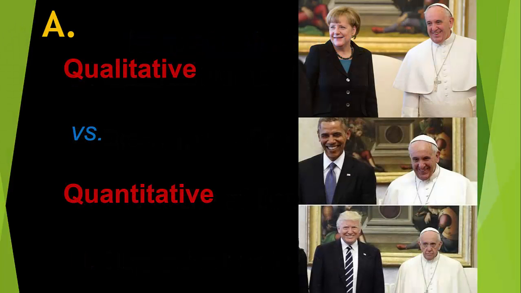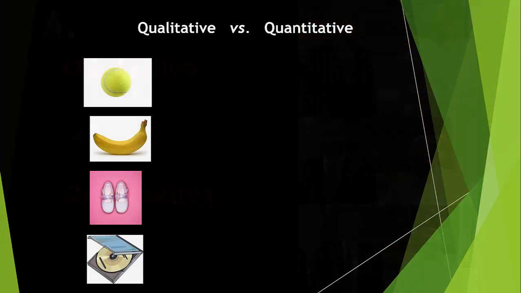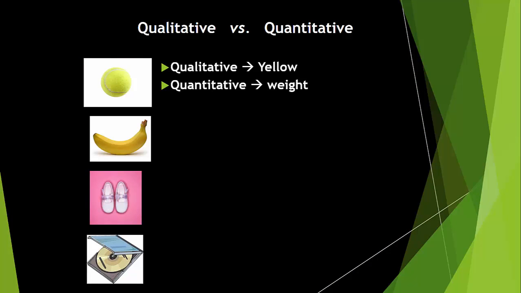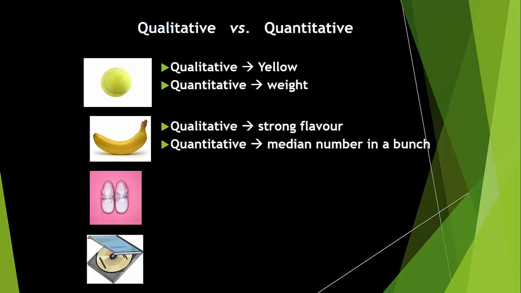Now the first one, qualitative versus quantitative data or attributes or characteristics. This is the final time I will dwell on anything qualitative. But let's explore this through some examples. So with the tennis ball, for example, a qualitative attribute might be its colour and a quantitative attribute might be its weight. For the banana, qualitative might be its flavour, whereas quantitative might be the average number in a bunch.